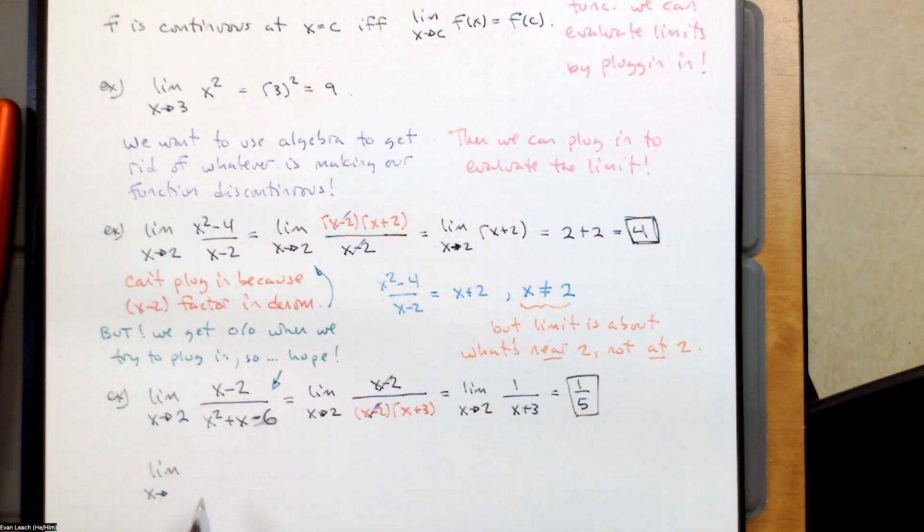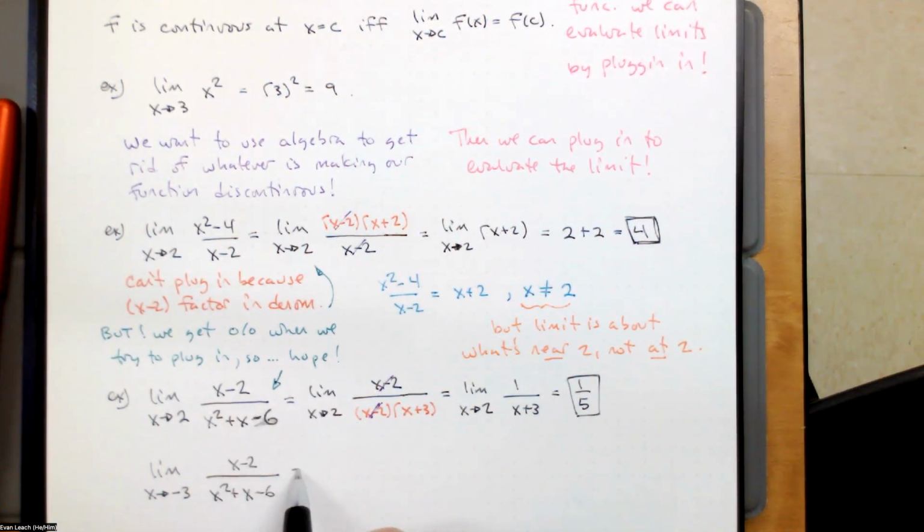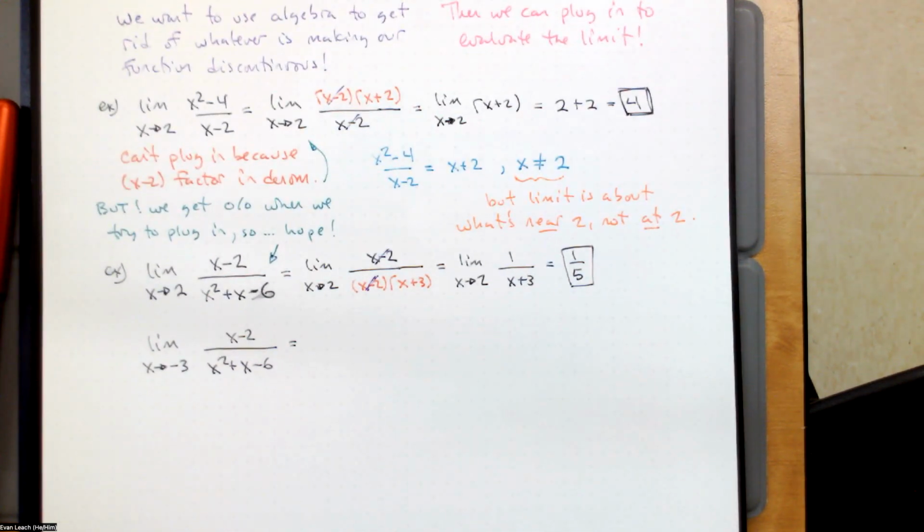The other thing that could go wrong with this would be as x approaches -3, that's also going to be a problem for this function. In this case, as x approaches -3, we still get a 0 denominator. -3 squared is 9, 9 minus 3 is 6, 6 minus 6 is 0. -3 gives a 0 denominator, but it doesn't give a 0 numerator. The -3 gives us -5 over 0. That's no help. That means it's not going to work.